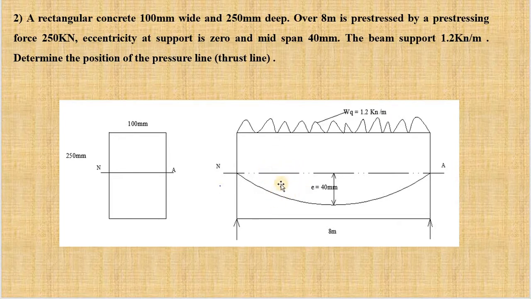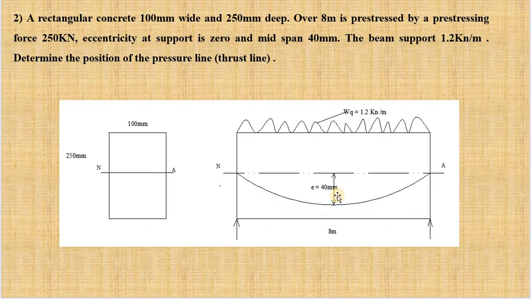I have selected a few points. There we should find out the distance between the neutral axis and the cable for different points. Then after that, E bar is over. We have calculated E bar.